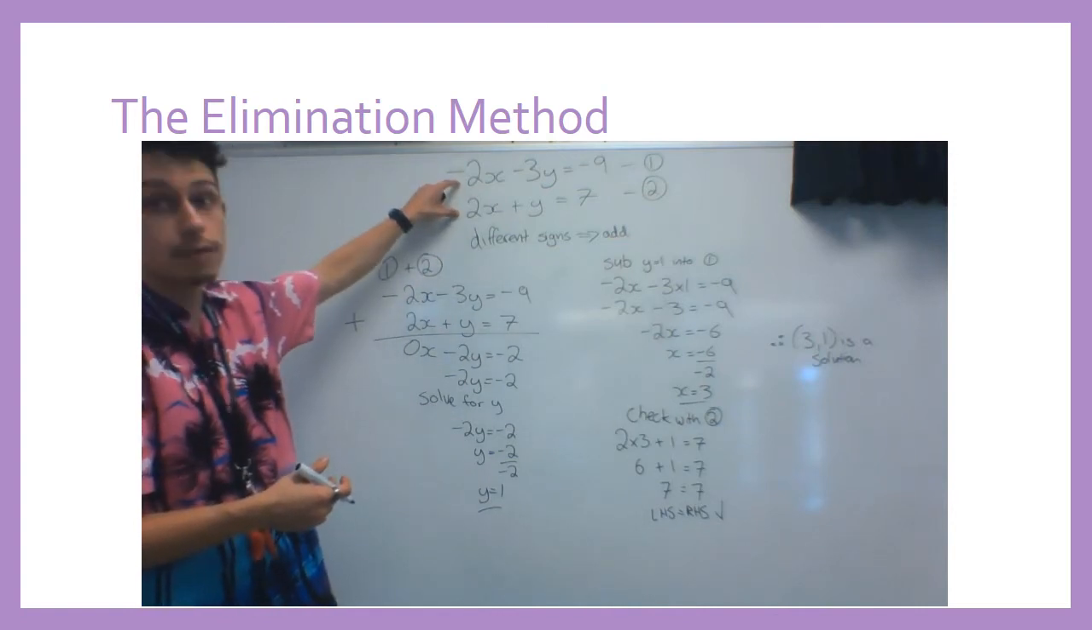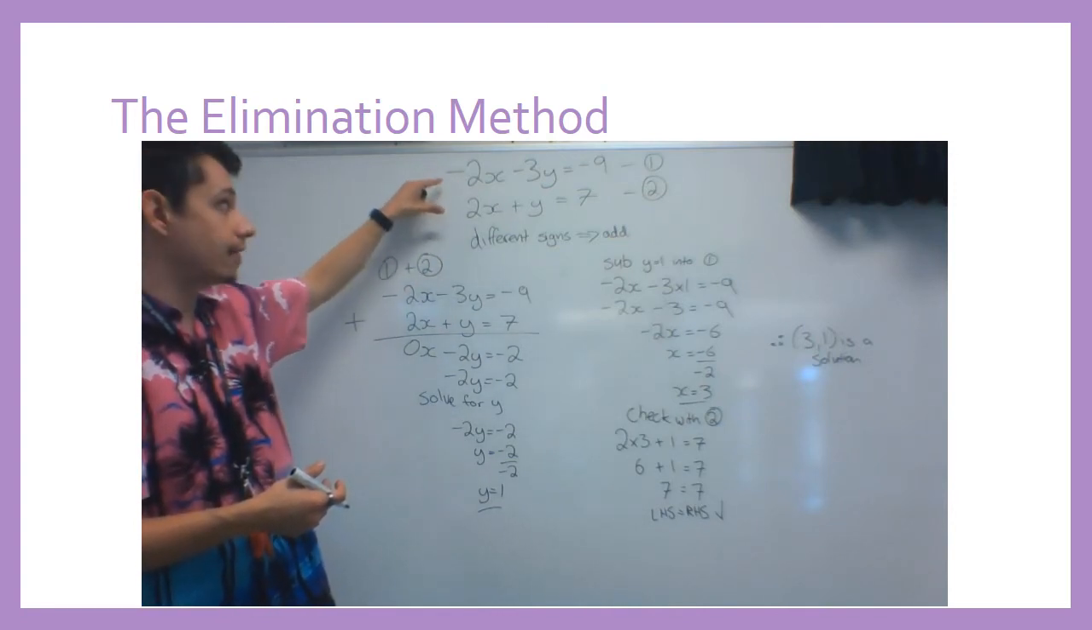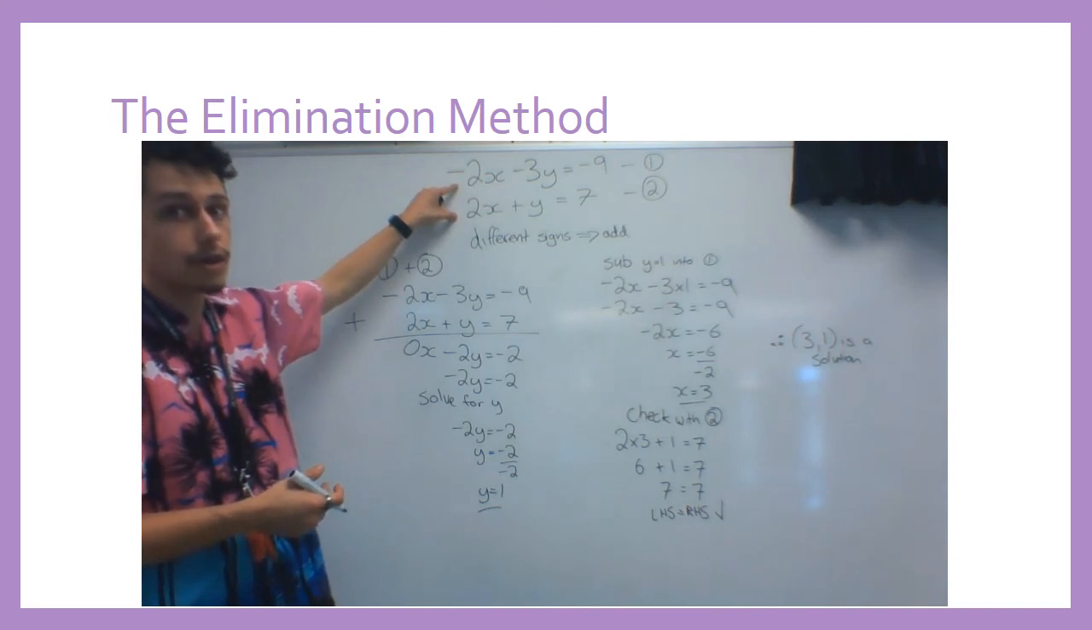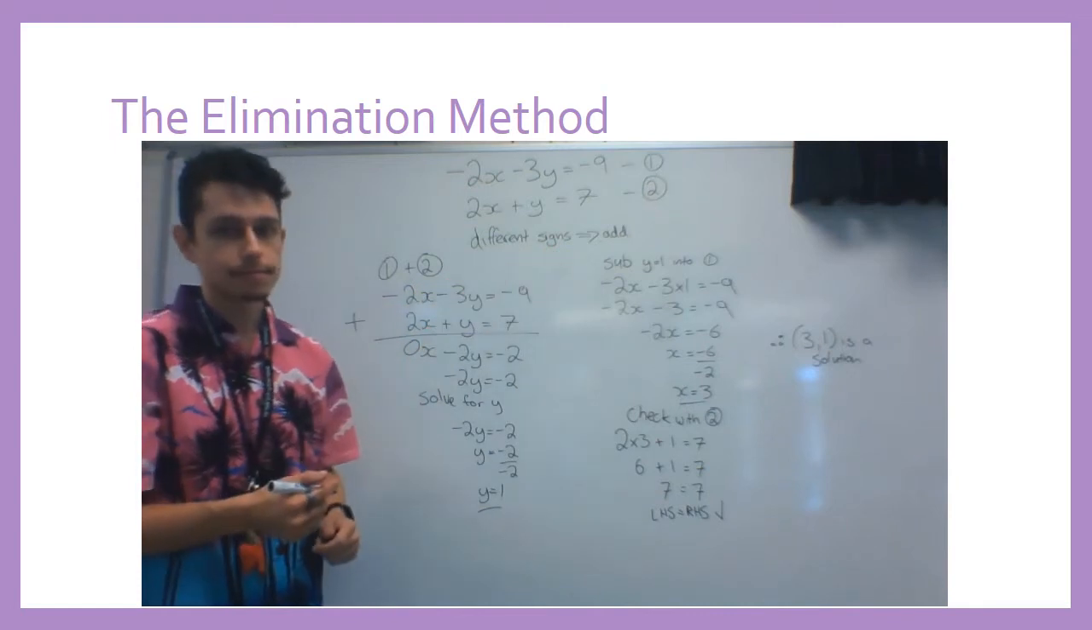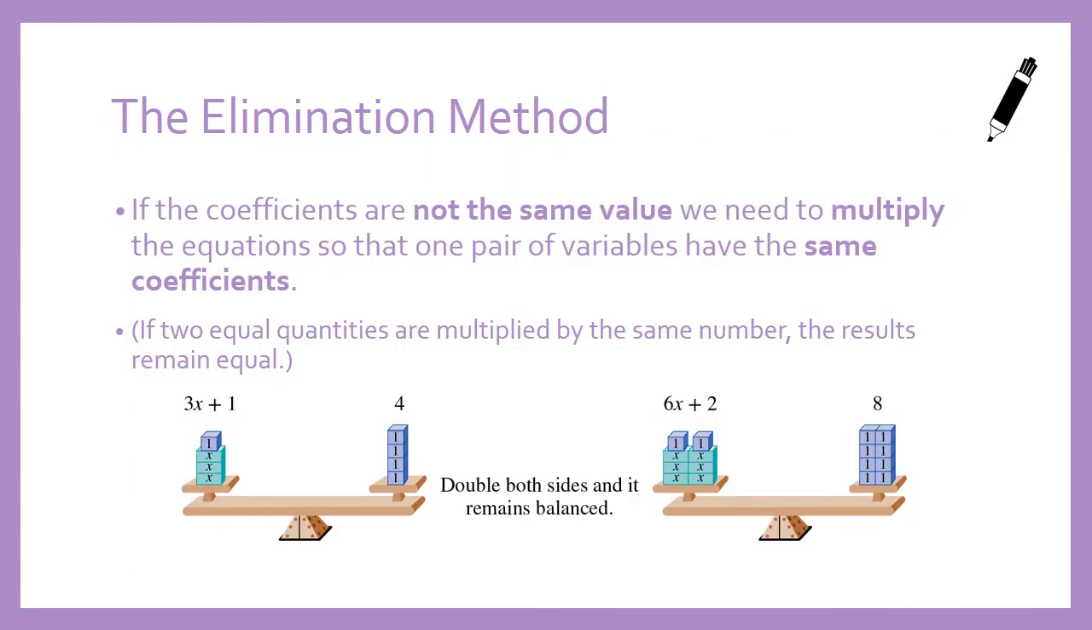So I need the coefficients in front of one of the variables to be the same number, and then different signs means I add. If the coefficients are not the same, we need to multiply the equations so that one pair of variables have the same coefficients. What this means is we're going to have to multiply one equation by a number so that the coefficient in front of that variable is the same as the coefficient in front of the other equation.